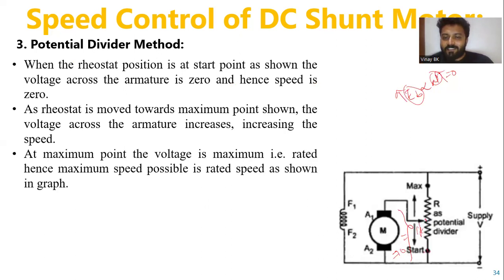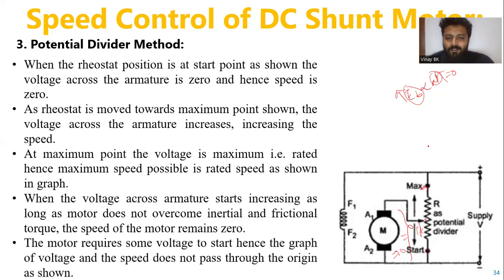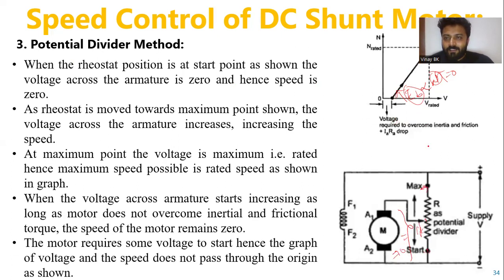Whenever it reaches the maximum point, at this point the voltage drop across the armature winding is constant, that is the rated voltage, hence the motor starts to rotate at the rated speed. You can see it in the graph here.